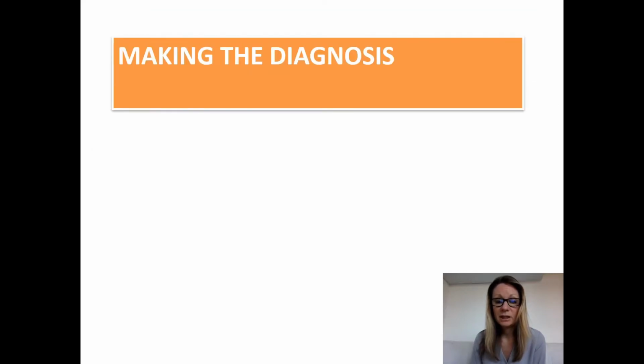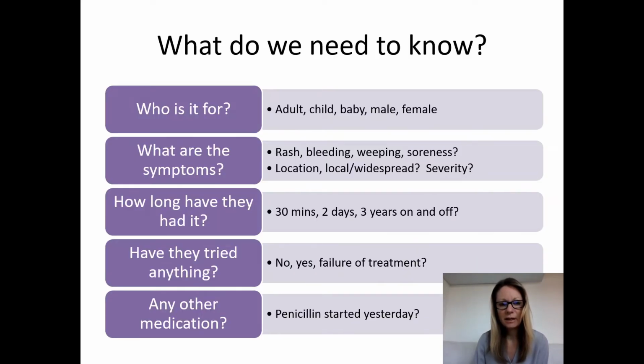The first thing we need to do is make our diagnosis. To make our diagnosis, we need to gather lots of information, and generally we use this acronym WHAM for this, and by the end of the term you'll be very familiar with it. So first of all, W for who is it for? Somebody arriving in your community pharmacy asking for advice, they're not necessarily asking for themselves. We need to find out who it's for, and depending on who it's for might dictate which preparation or treatment that we recommend. W for what are the symptoms?